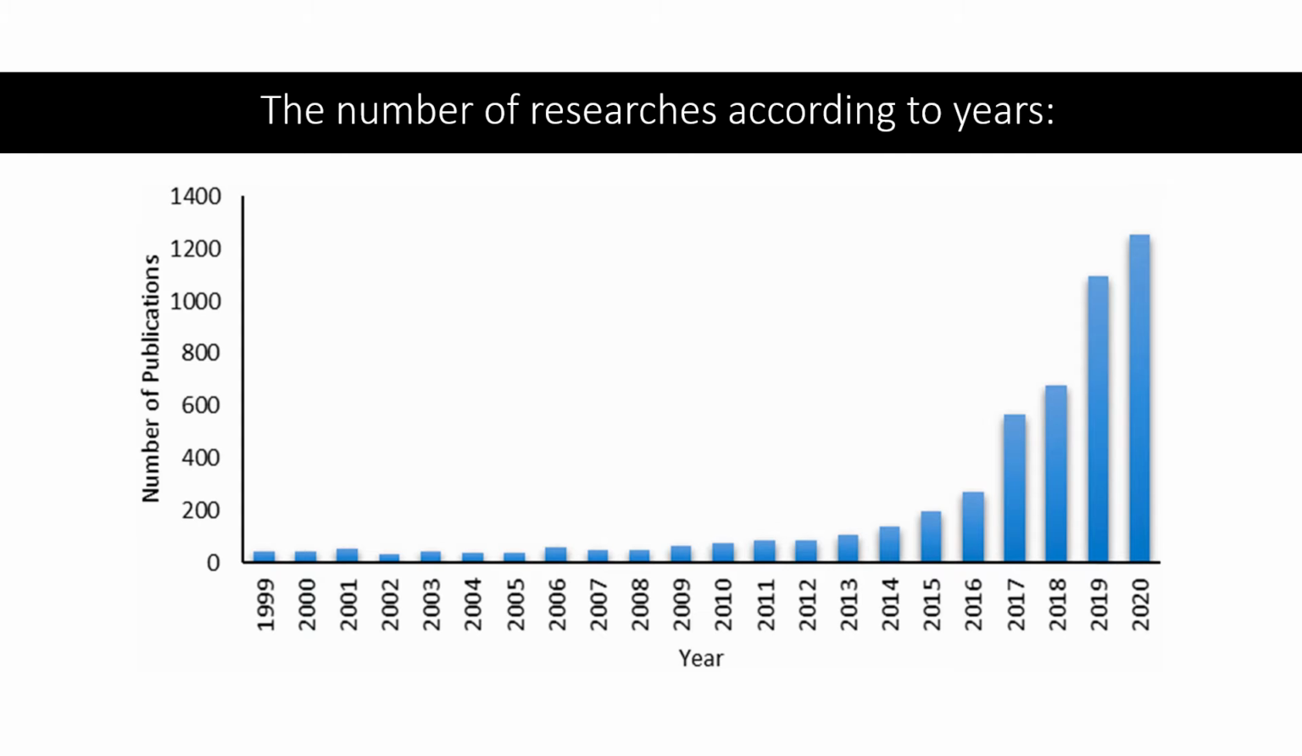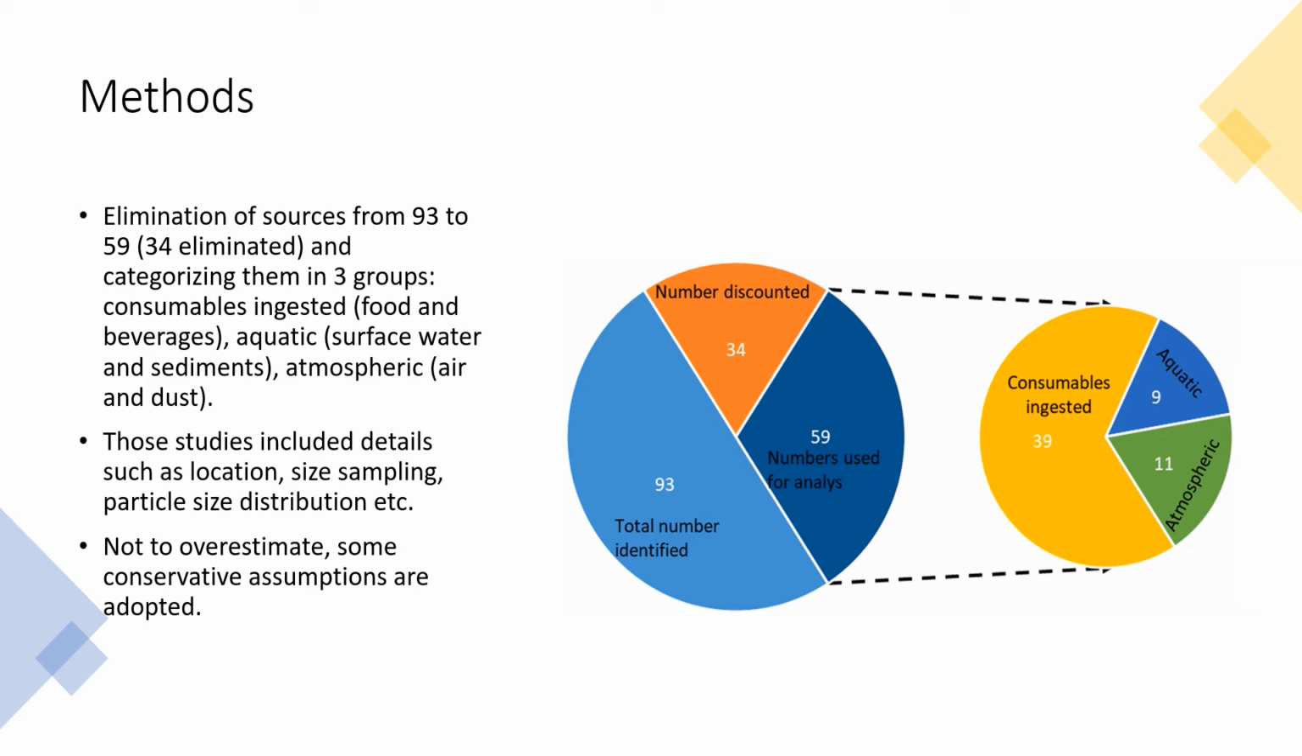As you can see from this graph, in recent years, the number of publications on microplastics has increased exponentially. For the data collection, 59 sources are used and categorized in three groups, which are consumables, aquatic environment, and atmospheric environment. Those studies are narrowed down from 93. Not to overestimate, some assumptions are applied as well.